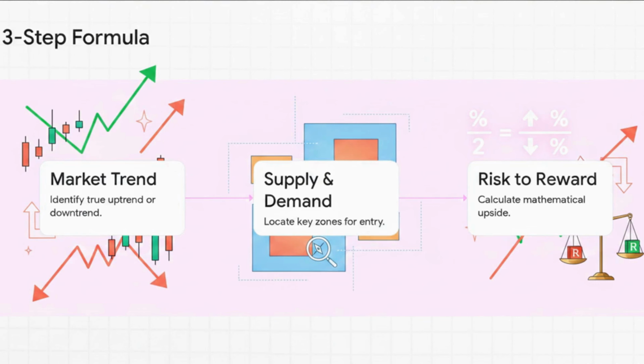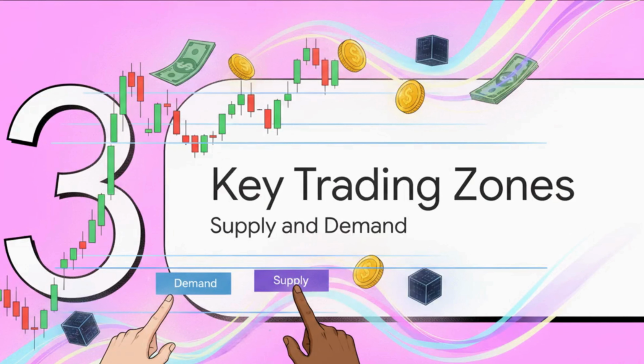To strip away the guesswork entirely, we run a strict three-step process based purely on price action. Number 1, identify market structure. Number 2, locate supply and demand zones. And number 3, calculate risk to reward. Which brings us to Section 3, identifying key trading zones. Once our structure is validated, we have to find exactly where that institutional capital is resting.